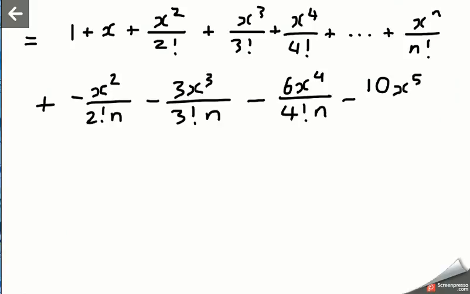Oh, wonder if you can hear that plane or helicopter or whatever. Definitely a helicopter. Minus 10x to the 5 divided by 5 factorial n minus, and I'm going to say dot dot dot for now.